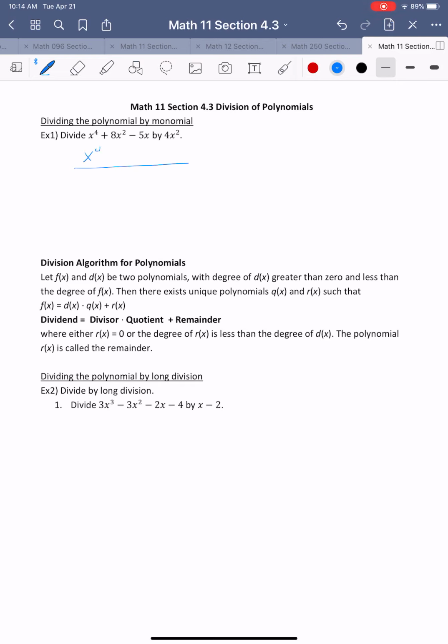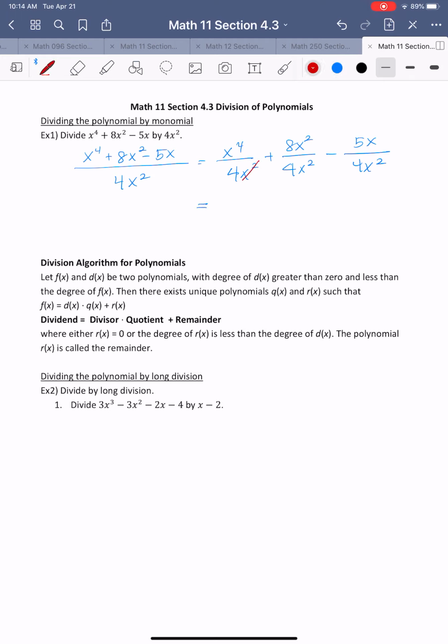So x fourth plus 8x squared minus 5x over 4x squared, and then split them out, each numerator term over the denominator. That's easier to write as the answer. The answer looks weird though. Once you get that, simplify if possible.